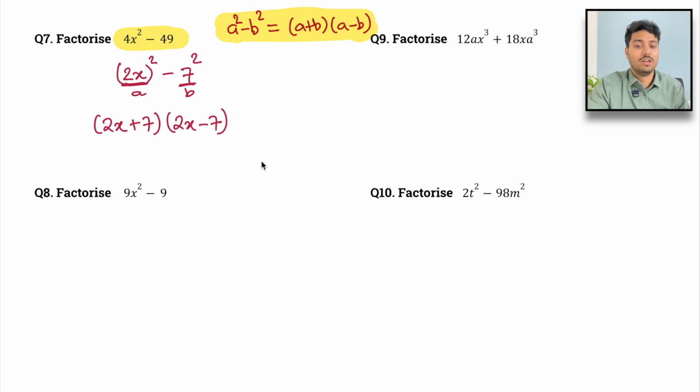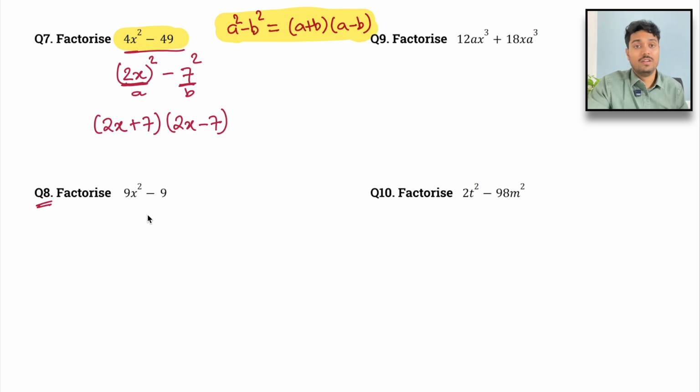If you want to check, you can expand the brackets, multiply each term from the first bracket with each term of the second bracket, and you will definitely get 4x squared minus 49. You can pause the video here and try question number 8, and then come back again and check the answer. Let's move ahead now.